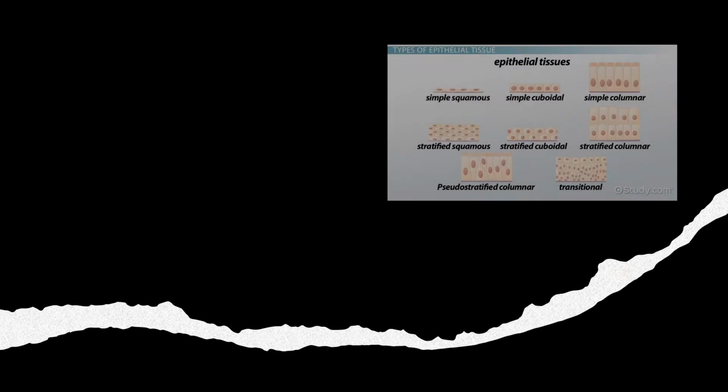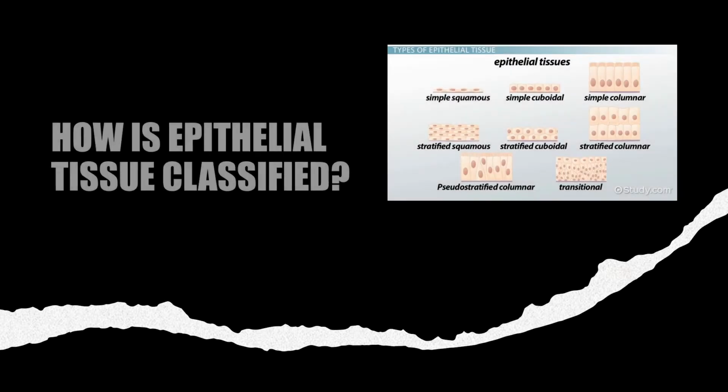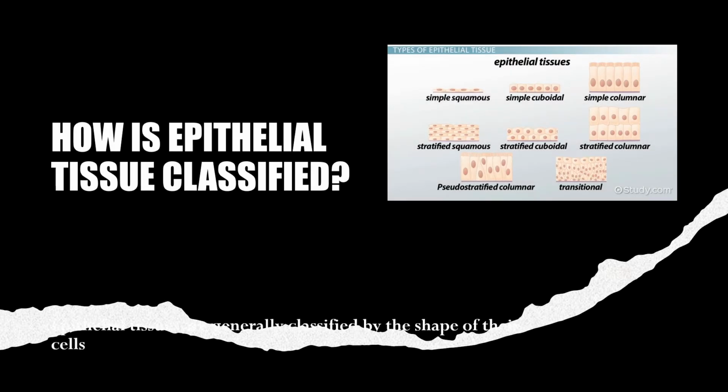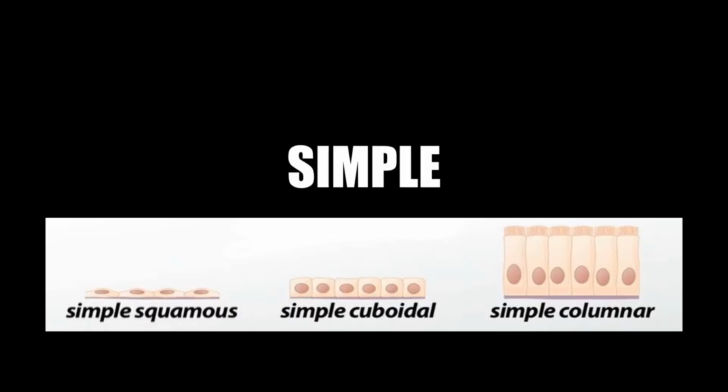So I'll be basically going over how epithelial tissues are classified in my presentation. Okay, so the first thing to do when you're looking at an epithelium is to look at the cell layers. For example, in this diagram here, these are examples of simple epitheliums, because they only contain one cell layer.